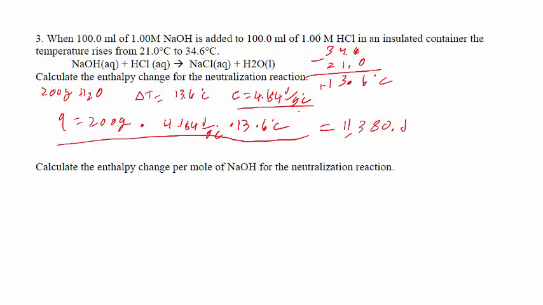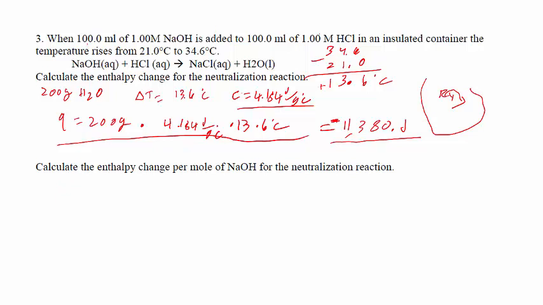So the water is getting hot. That means heat is leaving the hydroxide and hydronium, and therefore the delta H, the enthalpy change, is negative, because if you think about it, heat is going from the reaction into the water, so that is a negative. So it's a negative 11,380 joules. Calculate the enthalpy change per mole of NaOH.